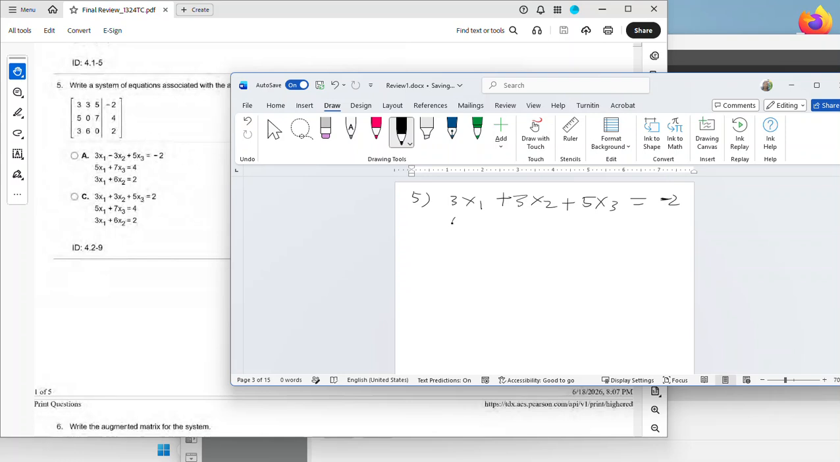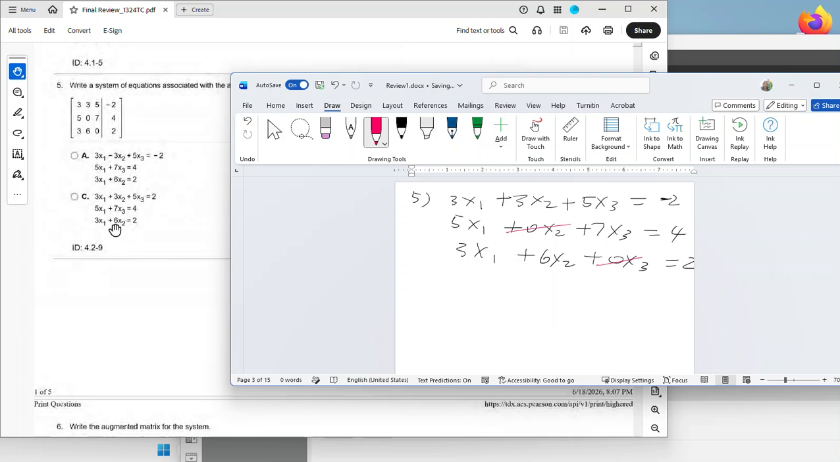And then the second one will be 5x1 plus 0x2 plus 7x3 equal to 4. Okay, and then the third is 3x1 plus 6x2 plus 0x3 equal to 2. But we usually don't have to write down the 0 terms in the equation. But when you write down a matrix, you do have to add a 0.